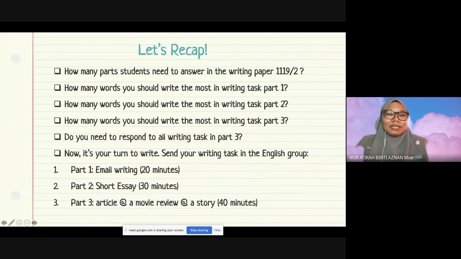So with that, I end the session for writing. So that's about it. Before I end the session, there's one thing that I always do with my students. I would like to share a quote. So here's one to share with you.